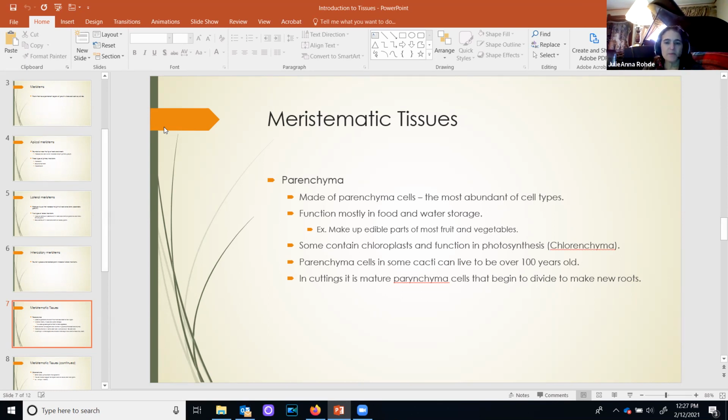Some of these will contain chloroplasts and function in photosynthesis, and those have a special name called chlorenchyma. And parenchyma cells can be pretty long-lived. Cells usually have a lifespan. I think I mentioned that last semester in biology class. I'll talk about it again this semester in genetics if I get there, but because we're really behind now, and who knows what the weather's going to continue doing, I may gloss over some of that stuff and not do it again.